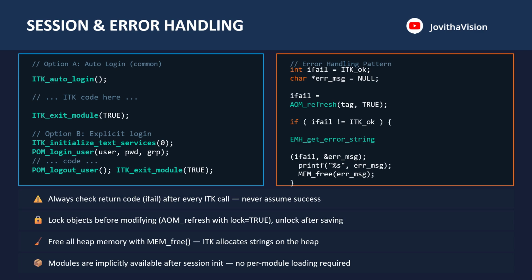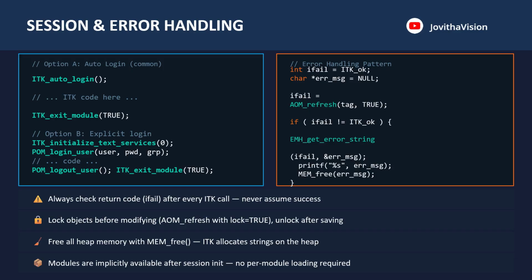Option B, explicit login. Call ITK_initialize_text_services first, then POM_login_user, do your work, then POM_logout_user, and ITK_exit_module at the end. There is no need to initialize individual modules before using them. They are all available once the session is established.